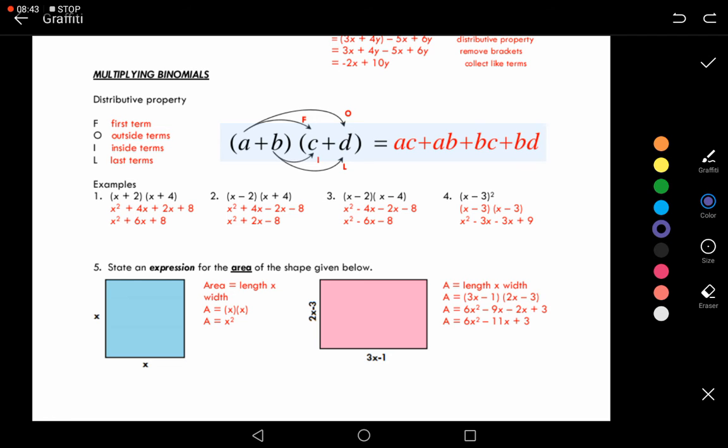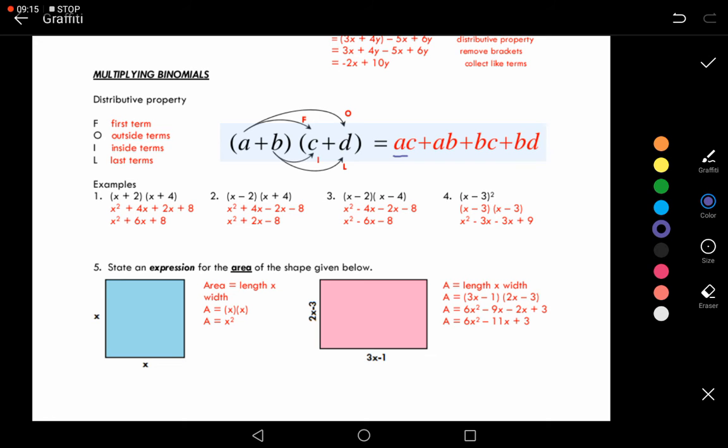Okay, so FOIL stands for first, outside, inside, last. And what it's telling us is the order we should be multiplying our binomials together. Okay, and you can see there's a very nice visual here where it shows you each of those steps, right? So this first arrow that has an F on it is what you should be doing first. So A times C gives you that product AC. Next is O. A times D.